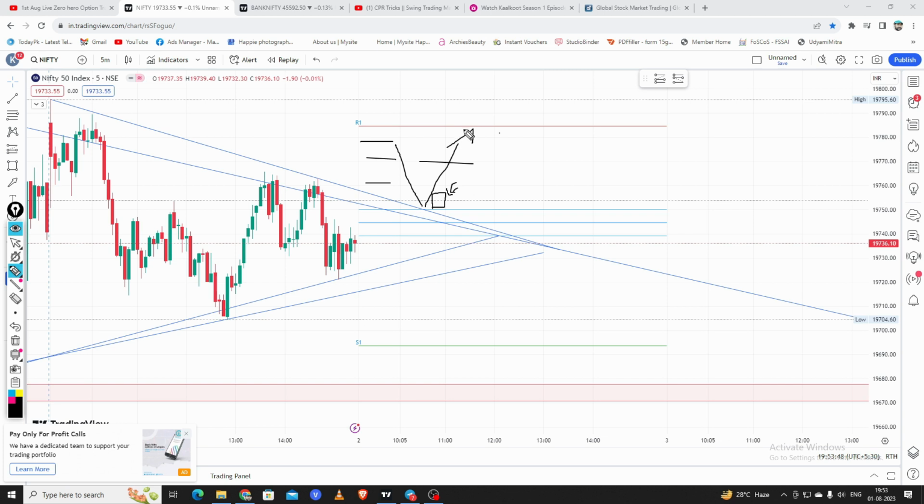R1 would be the resistance for tomorrow. If R1 is broken, and if it is sustaining here like this, and if it is breaking any of the candle here like this, then you can go for CE here and you can continue for R2. Okay, this is the first scenario. If the first candle opens above R1 and if it is a green candle, you can directly go for CE option, and the first target would be R2. Okay, and from R2 it can come down to CPR again. So this is the second scenario.